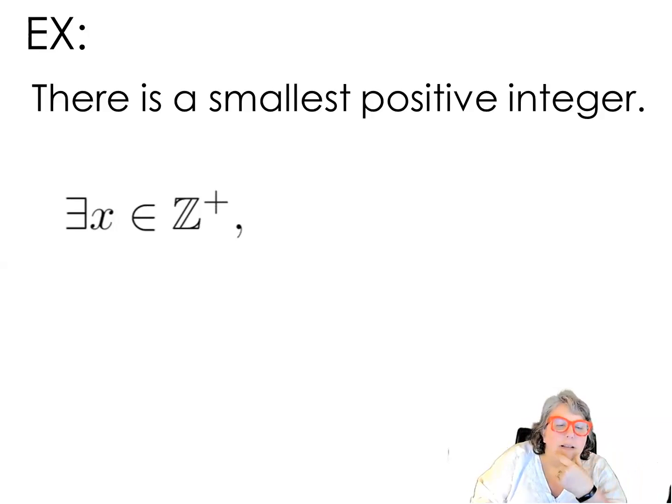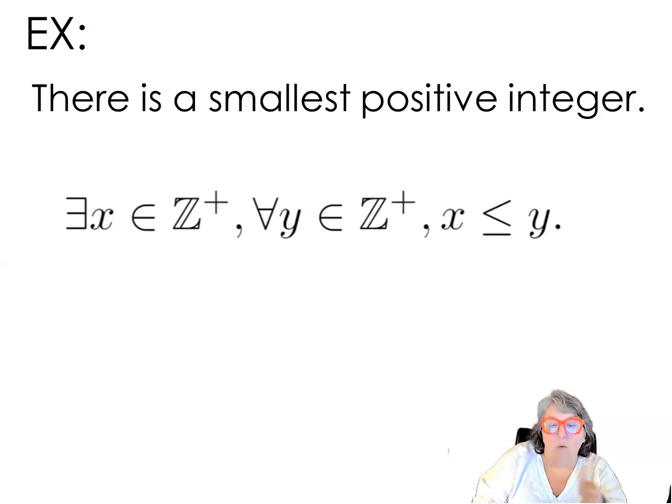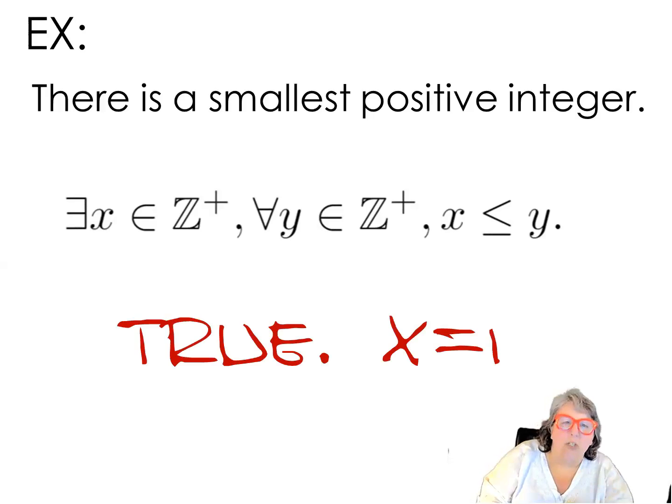There exists an X that is the smallest positive integer, which means it's less than any other integer. It's less than for all the other integers, or equal to, because we don't want to leave out the X. So then I will say for all Y in the positive integers, X must be less than or equal to Y. Now, the reason I say or equal to is you need to include the possibility, since I said for all Y, that would include X because X is in there also. It's kind of a technical thing. Clearly, this is true because X equals 1.